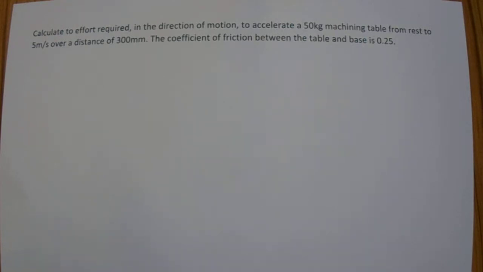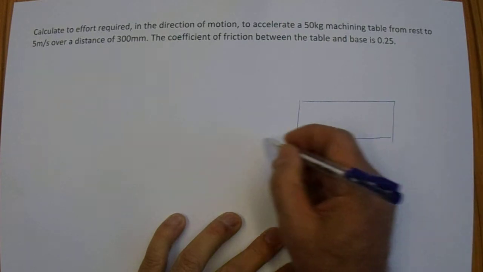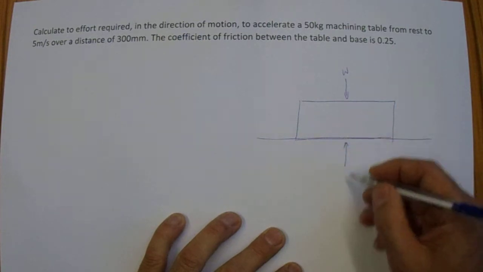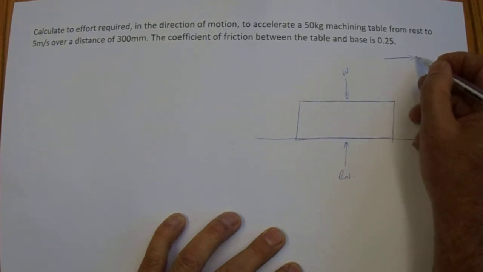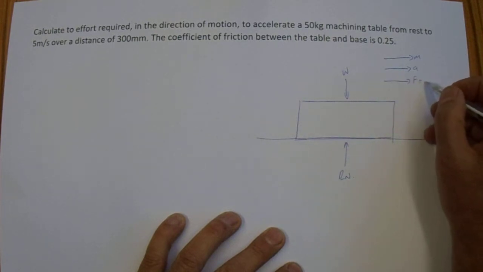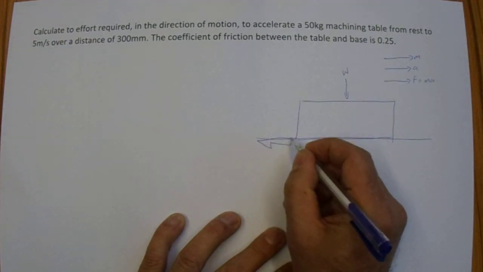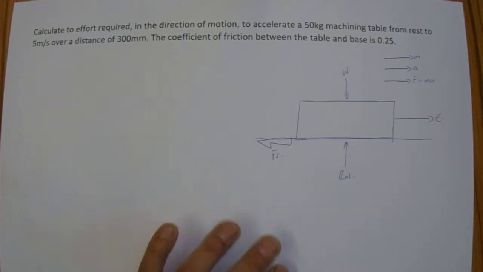So the first thing we want to do is draw our block diagram, our force diagram, and look at all the forces that are acting on the body, or in this case the machine table. So there's our diagram. First off we have weight, and in the vertical we'll have our reaction force. As motion is in that direction and acceleration is that direction, we must have an out of balance force in that direction which equals ma. As motion's in that direction, we'll have friction in that direction and our effort must be in that direction. So now we've drawn all the forces, we can start analysing them.